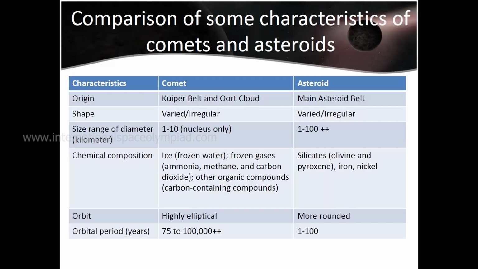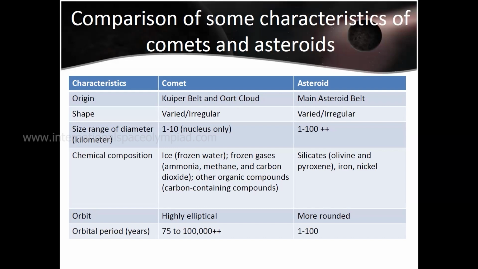Comparison of some characteristics of comets and asteroids. Here in this table, you can see a comparison. Let's start with the origin of comets. Mostly, comets originate from the Kuiper belt or the Oort cloud. The Kuiper belt is the trans-Neptunian belt, which means it is after Neptune. It's just like the asteroid belt, but with more asteroids and comets present inside. After the Kuiper belt, there is the Oort cloud.